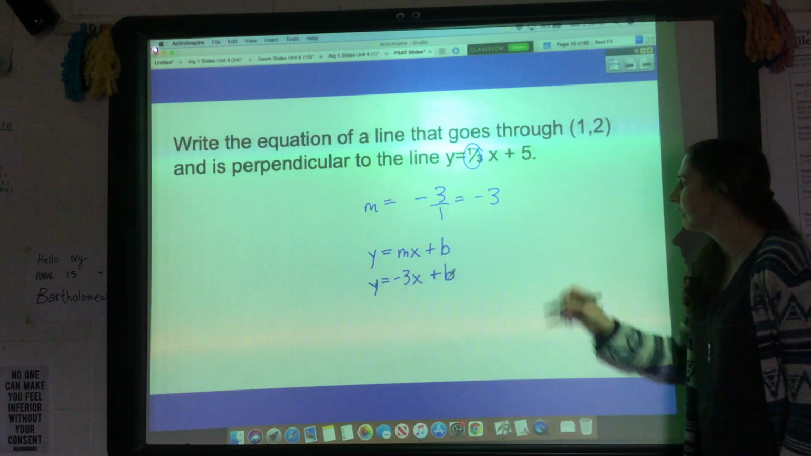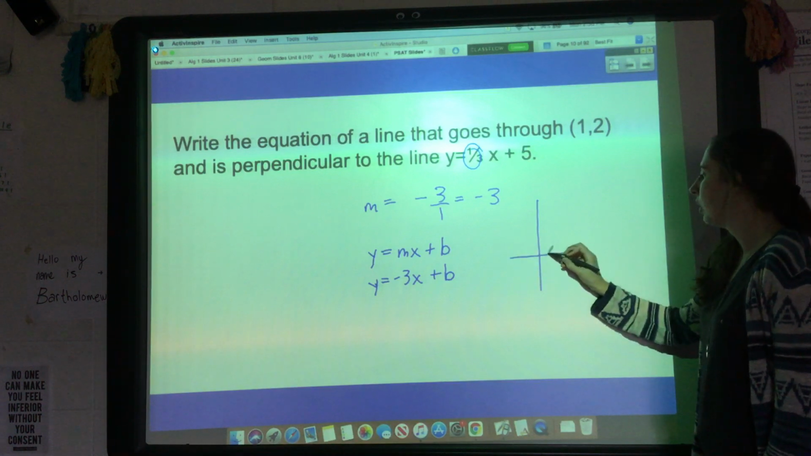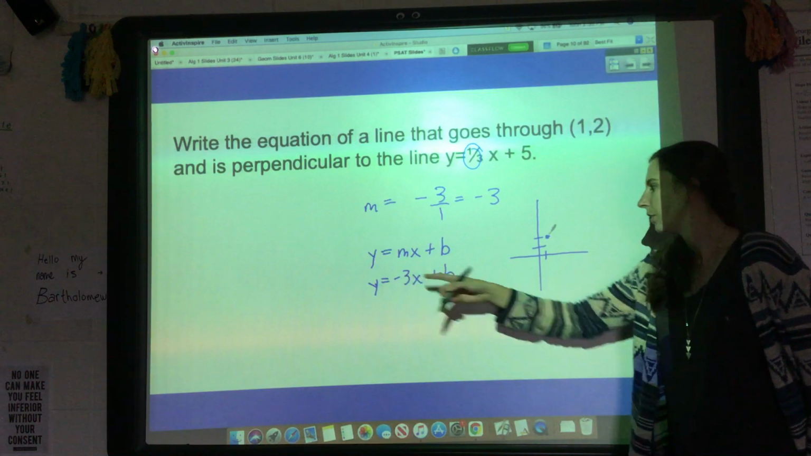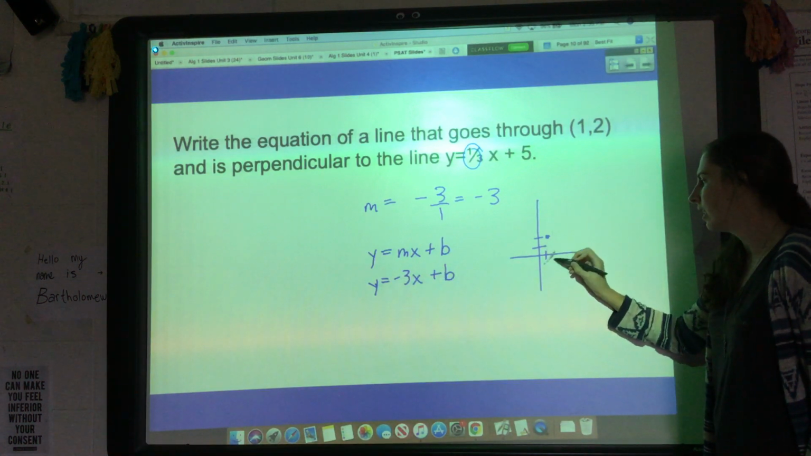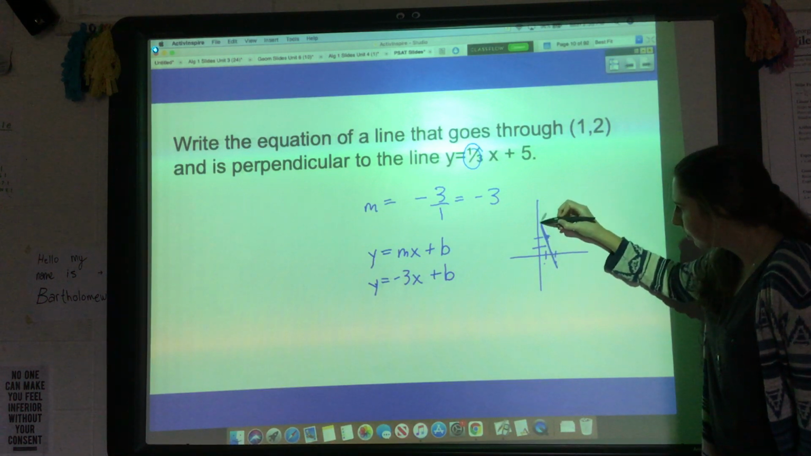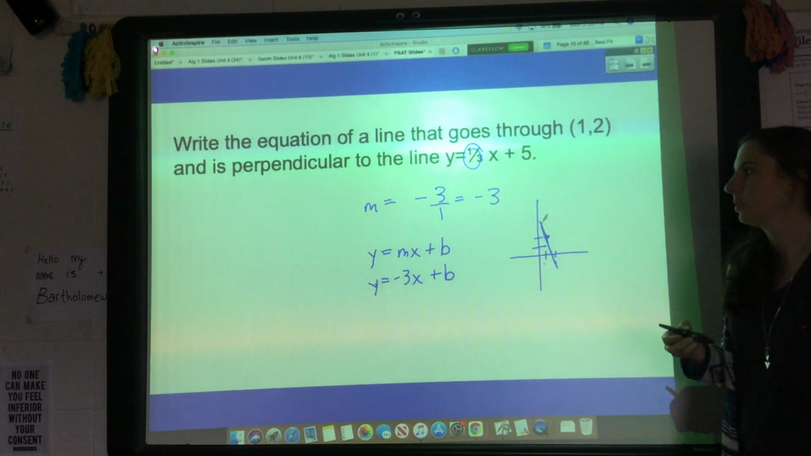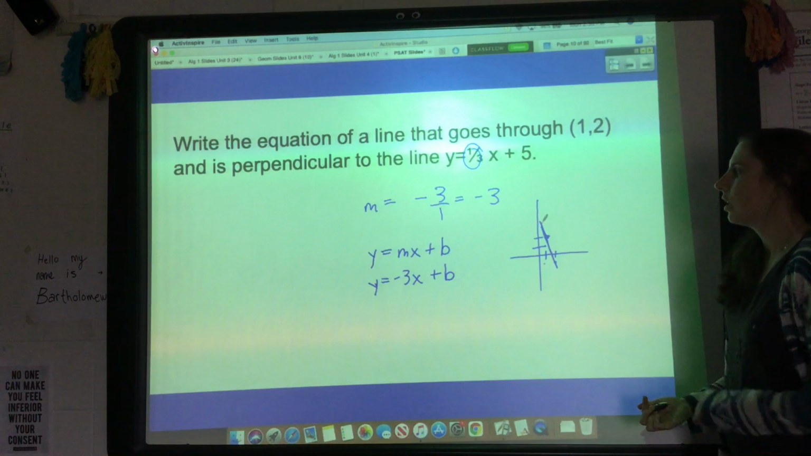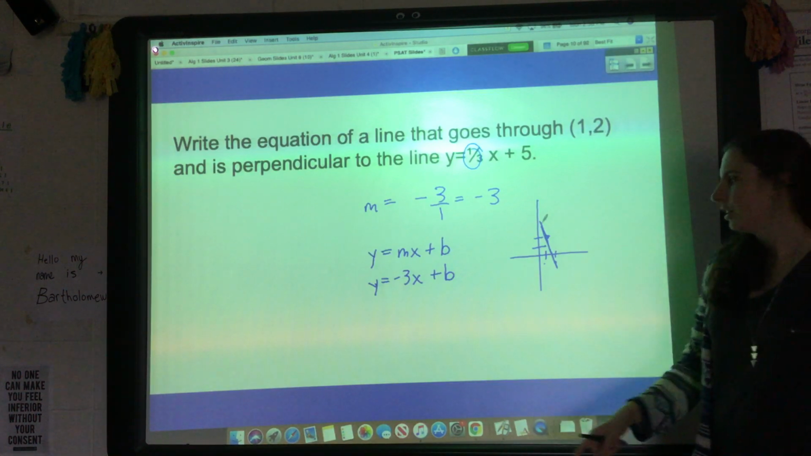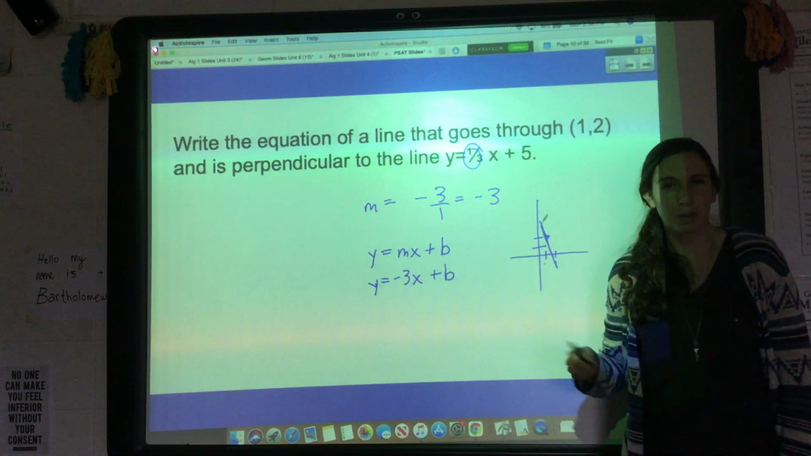I could graph it, like I know it goes through the point (1, 2), and I know the slope is negative 3, so down 3 over 1, it would look like this. And I could use that to pretty easily find the y-intercept. Or I can solve for it by using this point. The point (1, 2) should go in my equation. It should make it work.